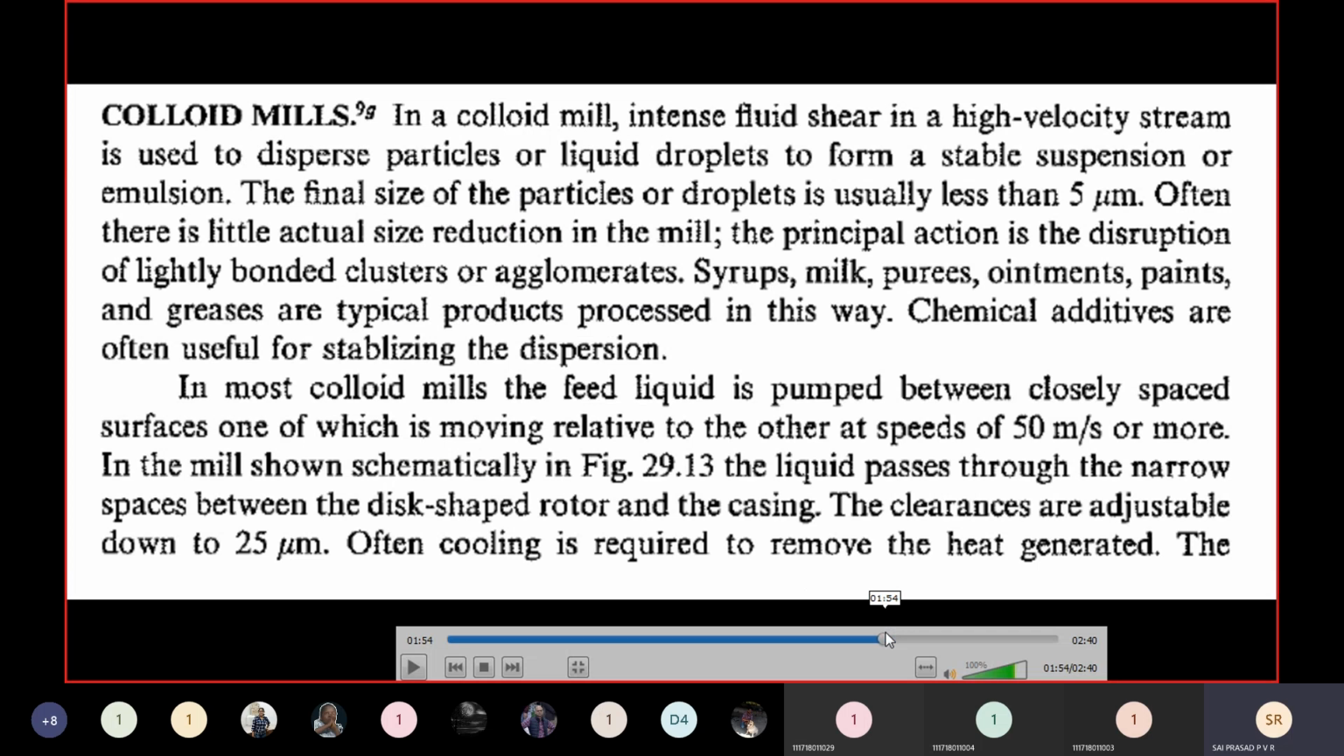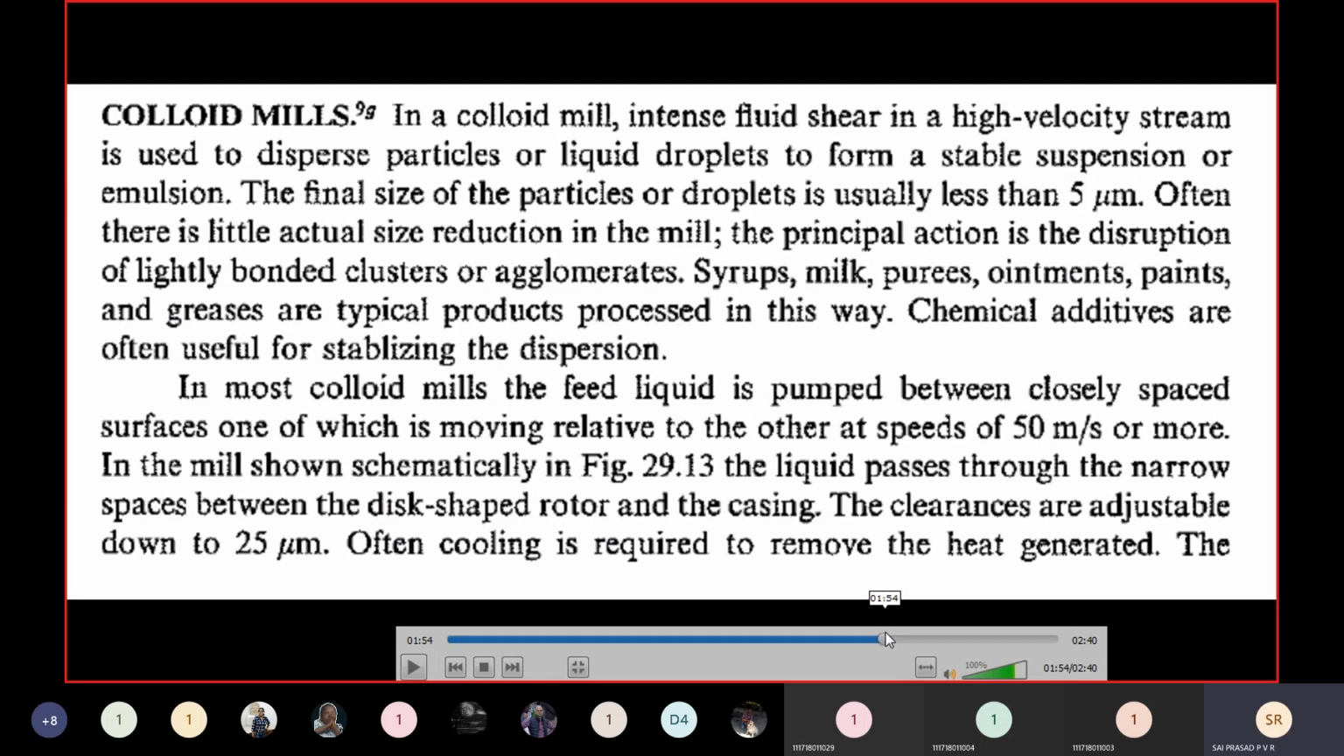In a colloid mill, intense fluid shear in a high velocity stream is used to disperse particles or liquid droplets to form a stable suspension or an emulsion. Whatever the application is, that is attained in this one. The final size of the particles or droplets is usually less than 5 micrometers. Crushing and mixing take place inside. Our logic is that the material has to be uniformly dispersed inside the big volume.